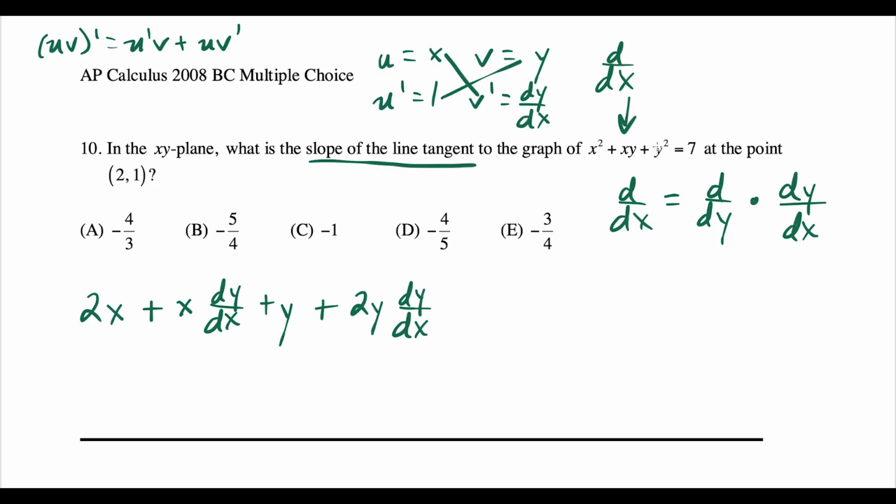So when I take a derivative of a y term, I get that extra derivative piece at the end. And now the derivative of 7 is 0. So because this is multiple choice, your notation is not important. You could just plug in x equals 2 and y equals 1 right away.